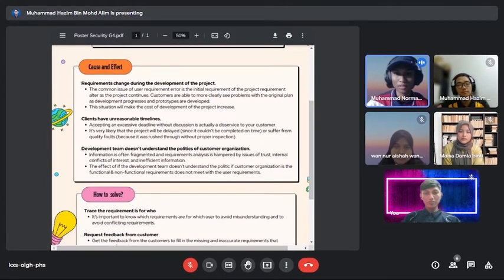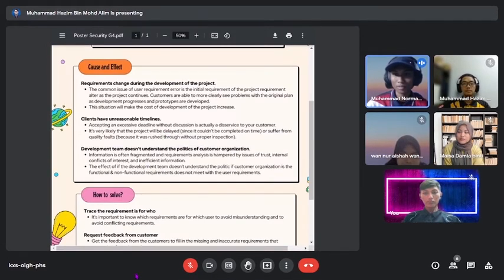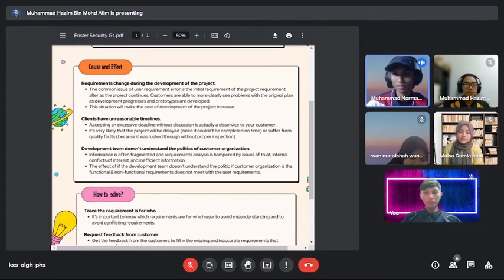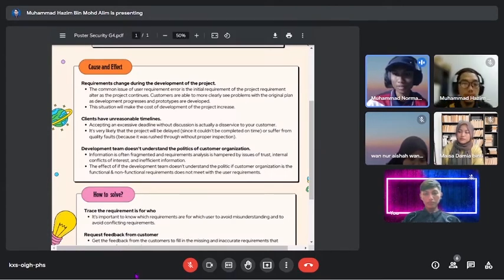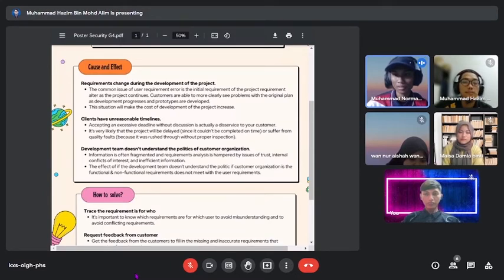So the first one is requirement change during the development of the project. The common issue of user requirement error is that the initial requirements of the project alter as the project continues. Customers are able to more clearly see problems with the original plan as development progresses and prototypes are developed. It also may occur because changes in the external environment require reshaping the original business plan.